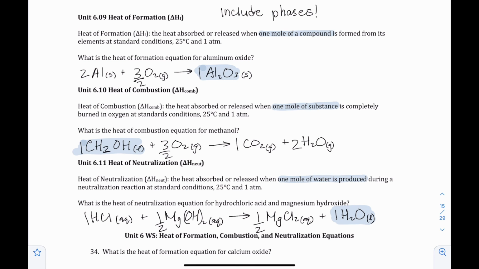So just keep in mind that depending on whether or not you're writing heat of formation, heat of combustion, or heat of neutralization equations, you're focusing on different parts of the reaction. For delta HF, you want 1 mole of compound produced. For delta H comb, you want 1 mole of compound combusted. And for delta H neut, you want 1 mole of water produced.